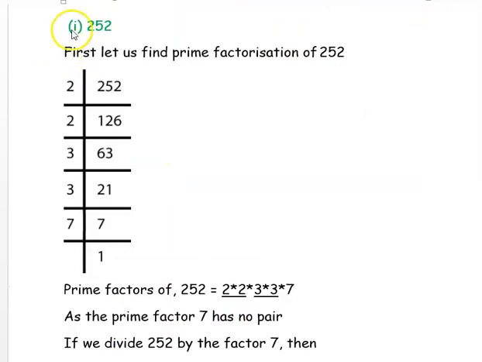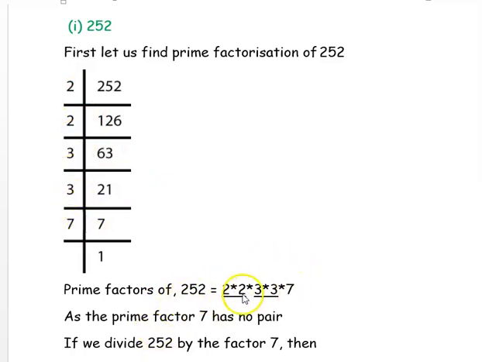The first number given is 252. So now first let's find the prime factorization of 252. To find the prime factorization, I have written the given number first and I have started dividing it by the minimum number, that is 2. So I get 126, then 126 divided by 2, I get 63. 63 cannot be divided by 2, so I am dividing it by 3. So I get 21. Again 21 cannot be divided by 2, so I am dividing it by 3, so I get 7. 7 is divisible only by 7, so 7 divided by 7 is 1. So now I am writing the prime factors of 252, that is 2 into 2 into 3 into 3 into 7.